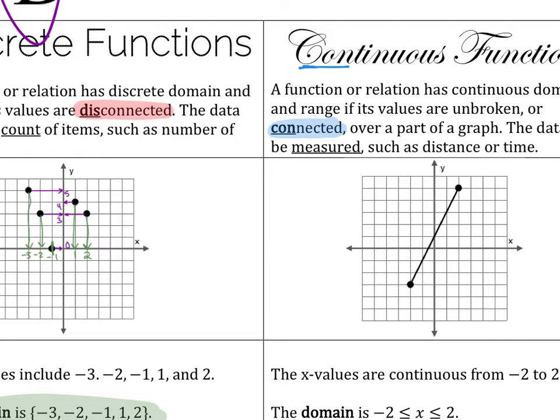This data is stuff we measure. So things like time and distance, because you can have half an hour or a quarter of an hour or a whole hour, or you can go half a mile, 2.5 miles. You can measure things if you have fractions and decimals. This is what we're going to use for continuous data. Now, the way that we talk about domain and range for continuous functions is a little bit different, and that's more complicated. It's what we'll spend most of today on.